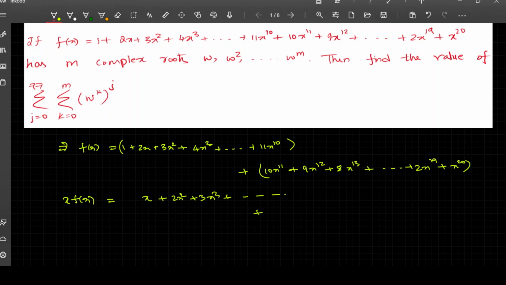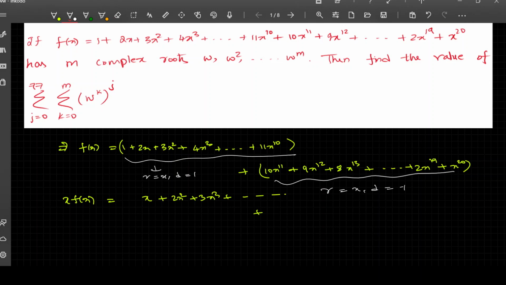But the thing is, we can see it is a combination of two different AGPs. In this AGP, the common ratio is x and the difference is 1. And here the common ratio is x and the difference is -1. So that is the reason it is a combination of two different AGPs. We are able to figure it out just by multiplying by x and then solving it. If you solve it further, you will get the exact idea of the simplified version of f of x. So just to avoid confusion, we shall divide this into two different AGPs and solve them separately.